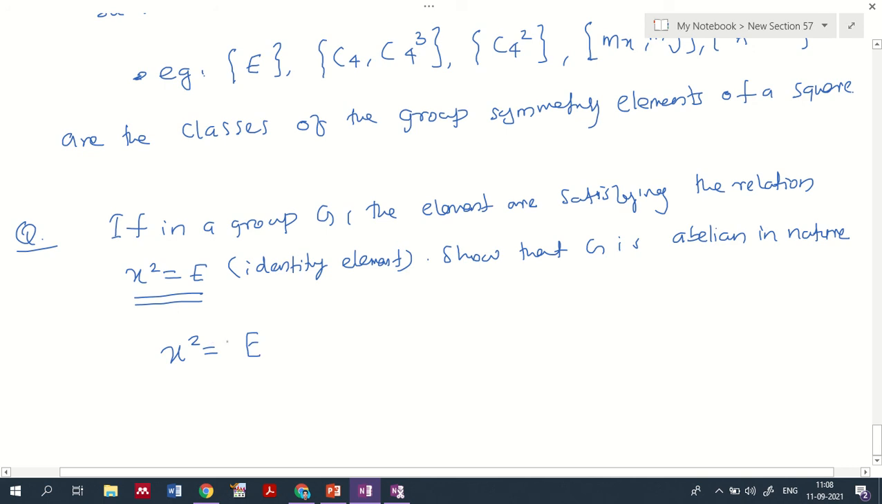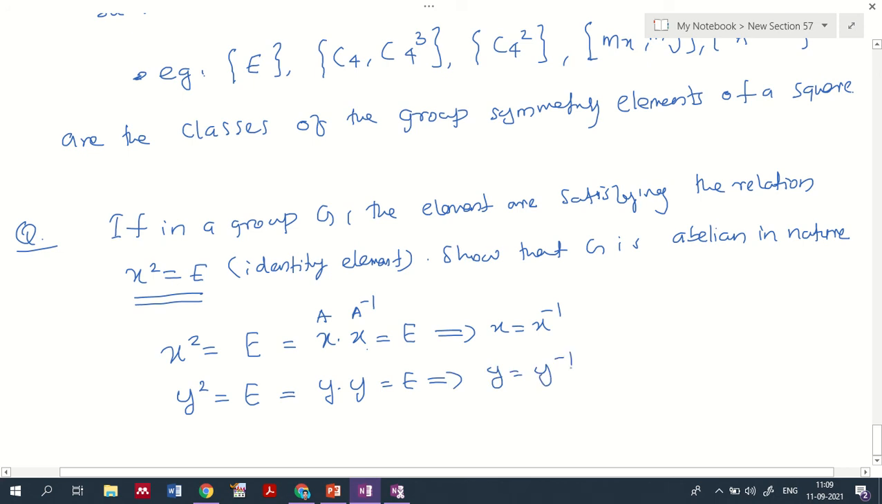That means x into x is the identity element. That means E, this will be A inverse. So I can say that this implies x equals x inverse. So x is x inverse. Similarly, y squared equals E, y dot y equals E, so y should be y inverse in that case.